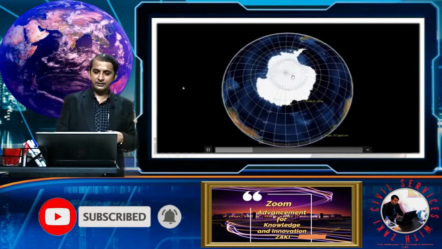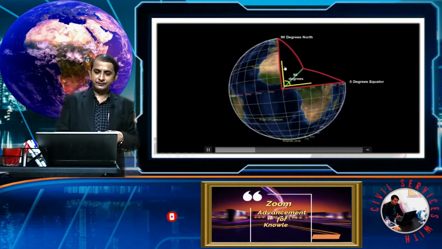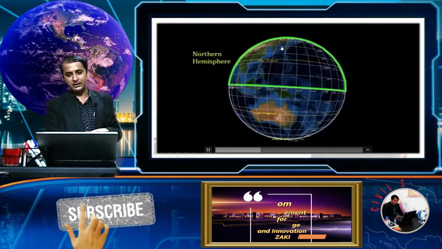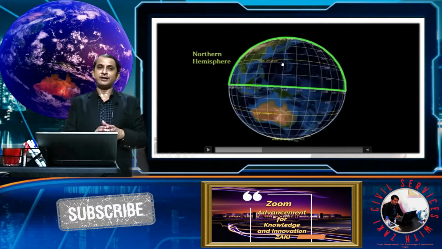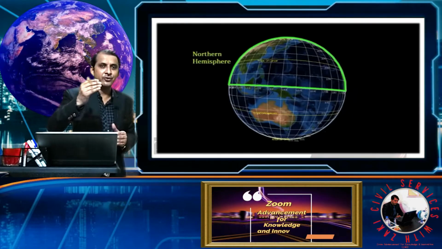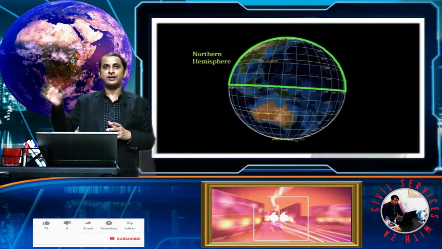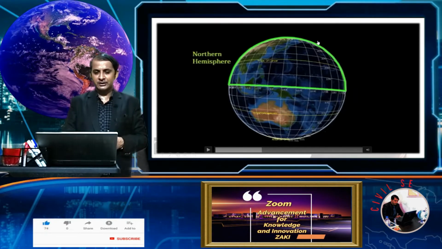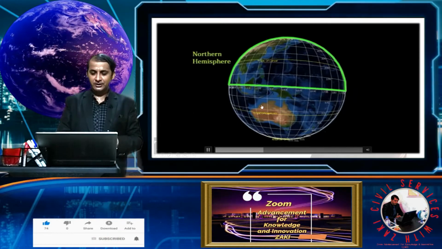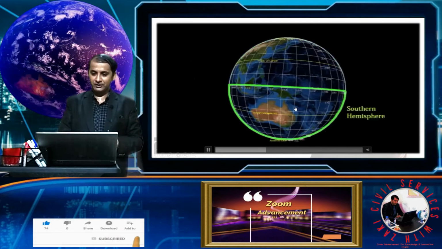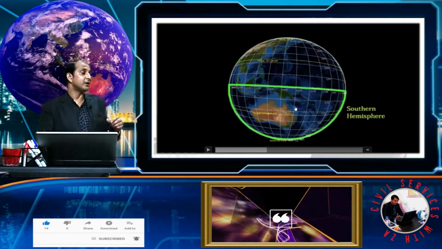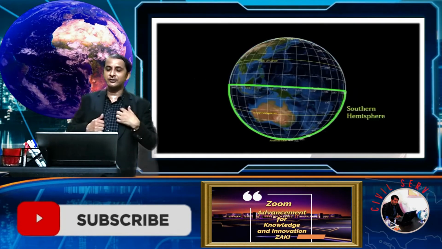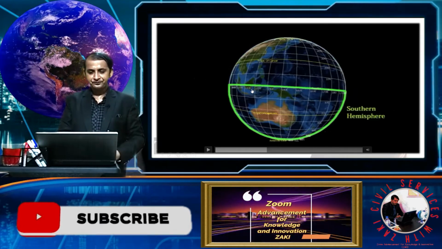This is an angle from the center of the earth, imaginary. North of the equator, the whole hemisphere is called the northern hemisphere, and south of the equator, it is called the southern hemisphere. So the upper part is called the northern hemisphere, and the lower part is called the southern hemisphere.